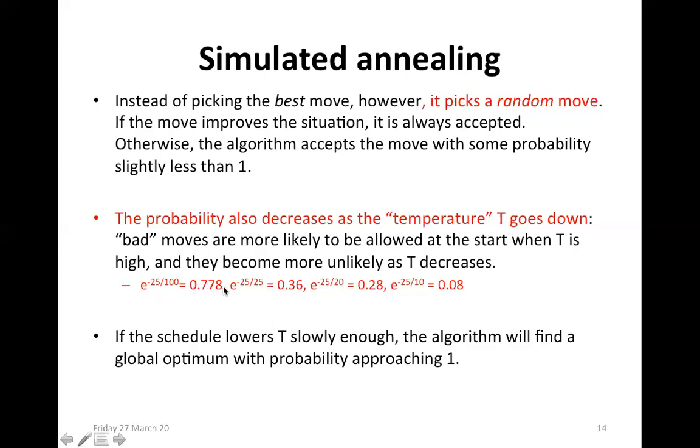And what it means, I just quoted some examples here to have an understanding. You can see that here it is e for exponent, and this minus 25 means delta E. This is the value of delta E when we have a negative value, and then divided by 100 is the value of the capital T. And then if you compute the exponent, you will get this value 0.778, which you can say is approaching, more close to one rather than zero. And similarly, if you have minus 25 and divided by 25, then you will have this value, and it is more close to zero and not close to one.